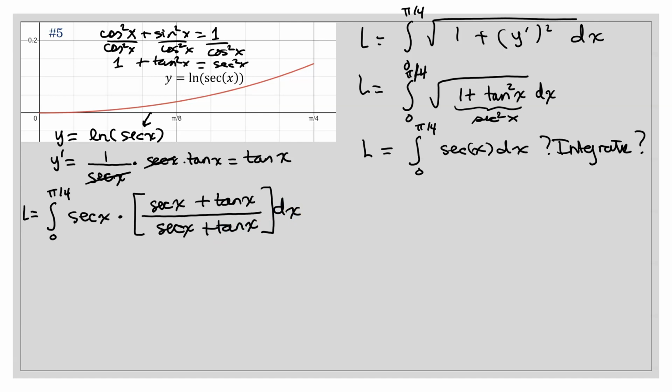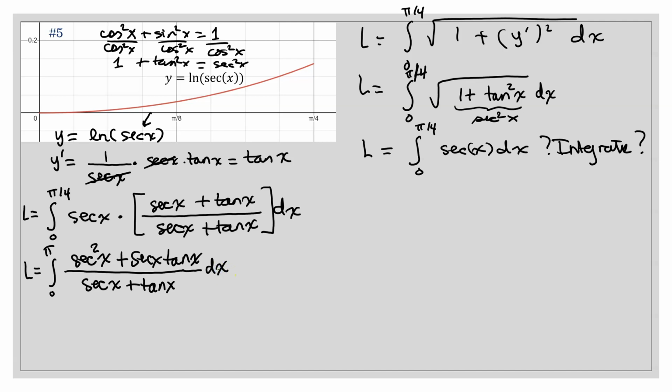Now, why did I do that? When I do this here, I will have the length equals integral from 0 to pi over 4. On the denominator, I have secant of x plus tangent of x. On the numerator, I have secant square of x plus secant of x tangent of x. Do you see something yet? Why did I do that, and why is it helpful now?